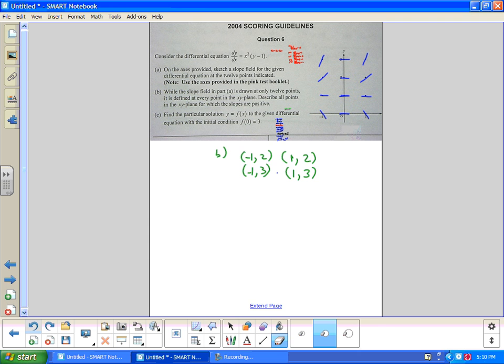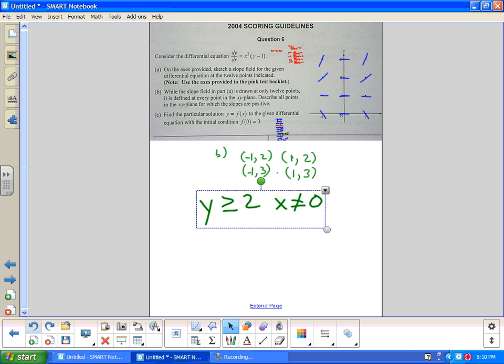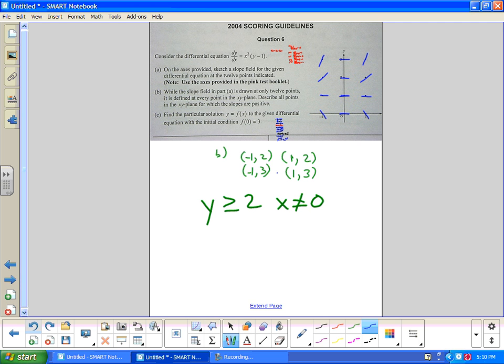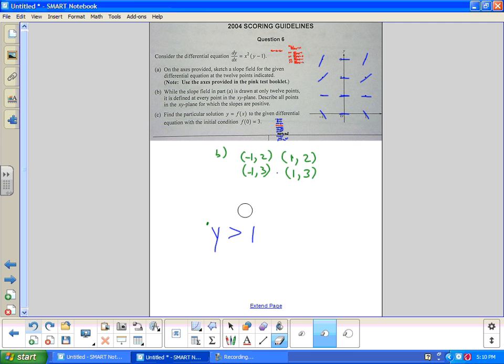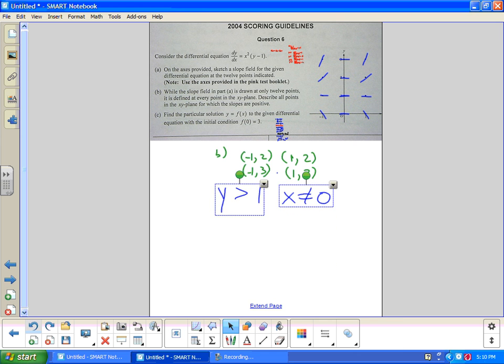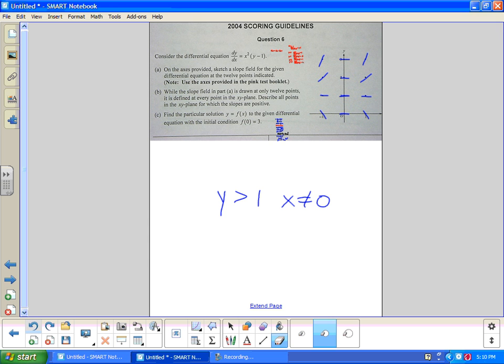So it's asking you, where is the slope field positive? Well, it's positive when y is greater than or equal to 2, or you probably could say y is greater than 1, if you wanted, I suppose. When y is greater than 1, in fact, that would be better if you don't want to do integers. When y is greater than 1 and x is not equal to 0. That would define for all points in the world. All right? And that would be the answer to letter B.